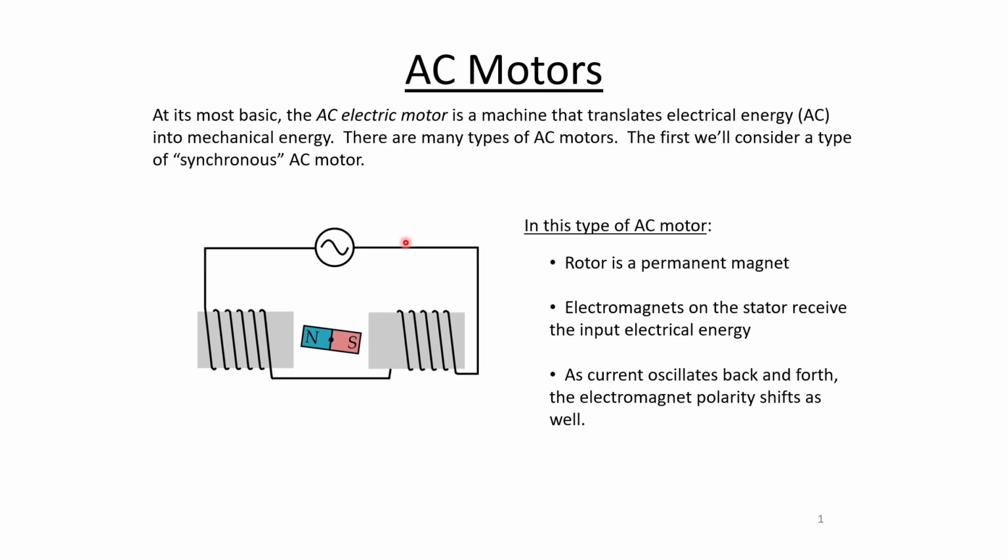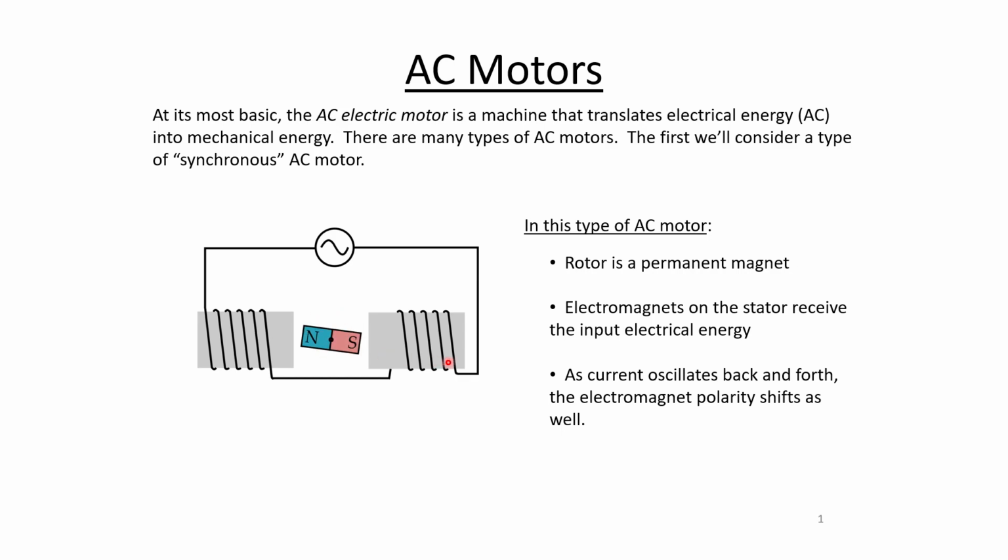Okay, so we are on to our next subject, which is AC motors. And just like DC motors, the idea of this electric motor is to take in electrical energy, in this case from an AC source, and turn it into mechanical energy, so mechanical motion, torque, on a rotor, which in our very simple AC motor here, the rotor is just a permanent magnet.